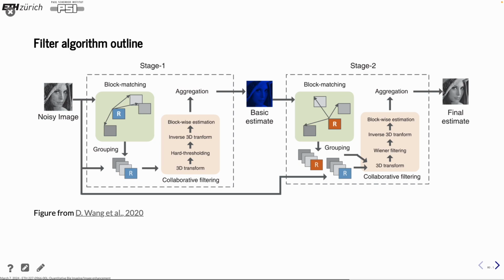The next step, so that gives you a basic denoising, and then you repeat it, but this time based on this basic denoising. You do the same approach again, but now instead of doing just thresholding in the frequency space, you apply a Wiener filter instead and get the best result out.